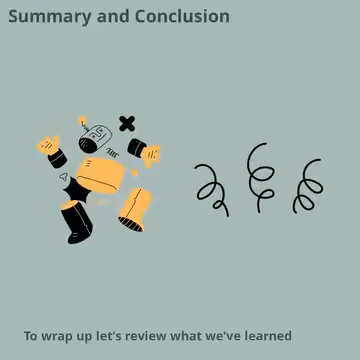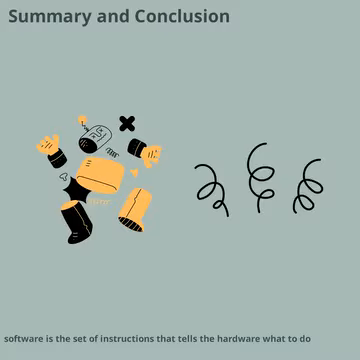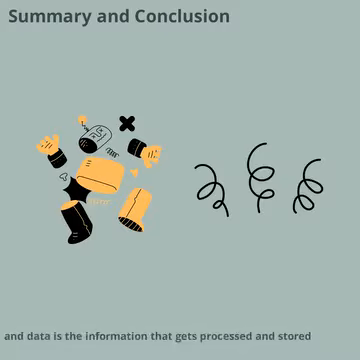Wrap up, let's review what we've learned. Computers are made up of three main parts: hardware, software, and data. Hardware is everything you can touch, software is the set of instructions that tells the hardware what to do, and data is the information that gets processed and stored. Understanding these basics helps you get the most out of your computer and opens the door to learning even more about technology.